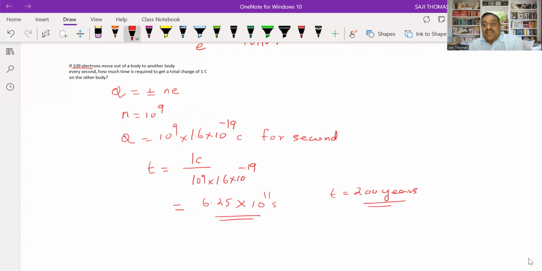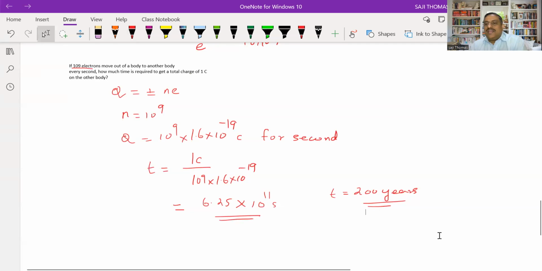So you can see that to transfer 1 coulomb charge to another body, at the rate of 10 raised to 9 electrons per second, how much time is needed? 200 years. So from this, you can understand that coulomb is a very large quantity, very large unit. That is why when you do numericals, you can see that charge is always given in microcoulomb, picocoulomb, nanocoulomb, etc.